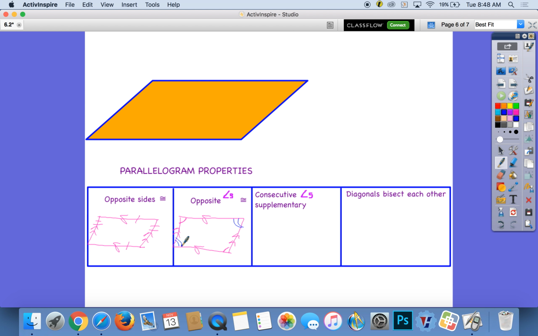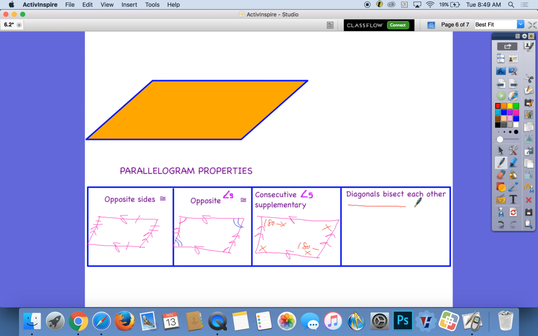Your consecutive angles are going to be supplementary. The parallelograms are starting to look a little bit rough, but we'll go with it. So that means that we'll call this X. We'll call this X. That means this is going to be 180 degrees minus X. And this is going to be 180 degrees minus X.